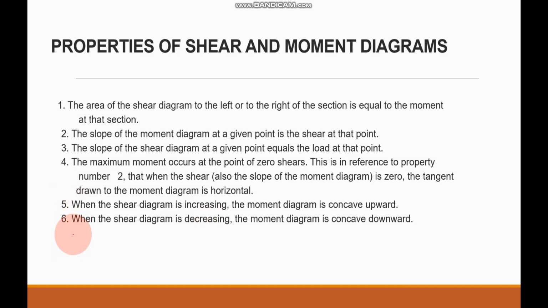So 5 and 6, if the shear diagram is increasing, the moment diagram is concave upward. And if the shear diagram is decreasing, the moment diagram is concave downward. So concave downward, concave upward. So for 1, 2, and 3, I will illustrate that later on our sample problem.